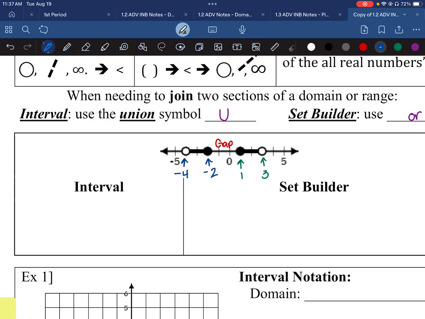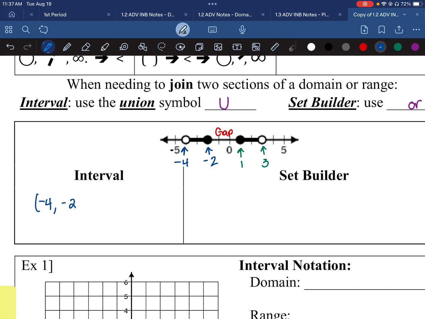So for interval notation, we start from the left. So we have -4 is the low number, comma, -2 is the high number. -4 is going to be a parenthesis because of the open circle. -2 is a bracket because of the closed circle. And then inside that gap, this is where we're going to use that union symbol to join the two sets of domains. And then the other one, start just like we did with the blue. 1 is your low, 3 is your high, 1 is closed, so we need a bracket, 3 is open, so we need a parenthesis. Using this, you successfully joined the two sections of your domain.